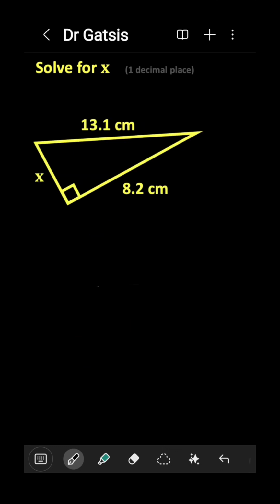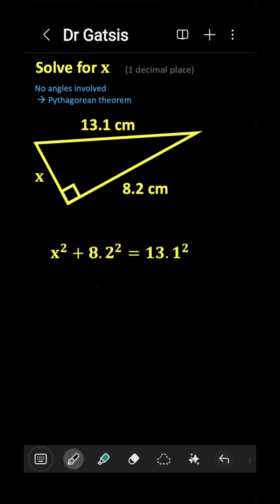Here we have the second situation for the Pythagorean theorem. In this case, we're solving for a side and no angles are involved. This is also like the previous example where we use the Pythagorean theorem. In this case though, notice that the 13.1 is on its own. This is because, remember, the longest side goes by itself. We don't put the x by itself because it's a variable and the variable is special.